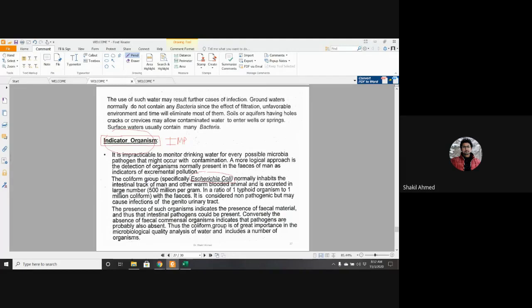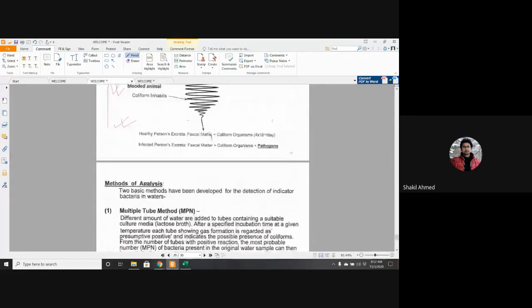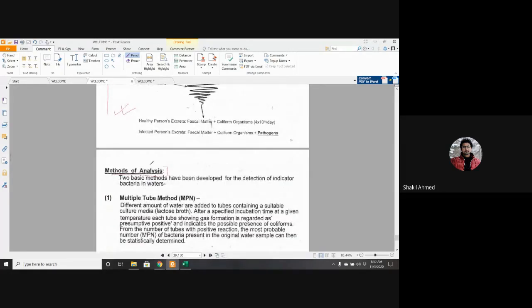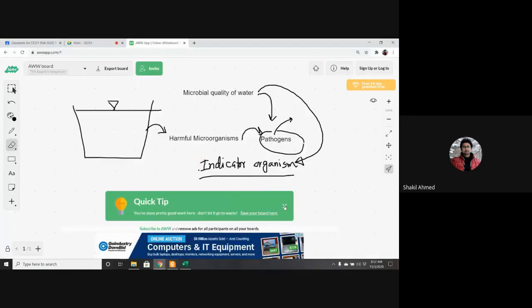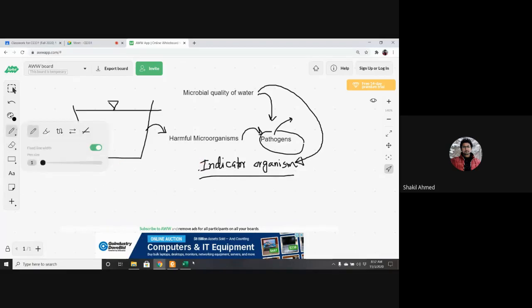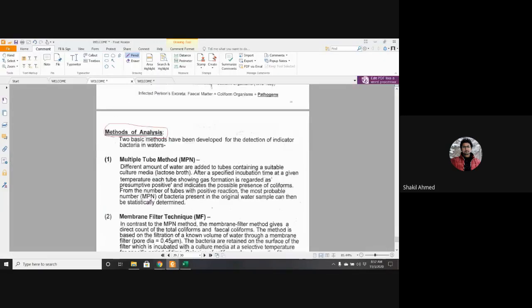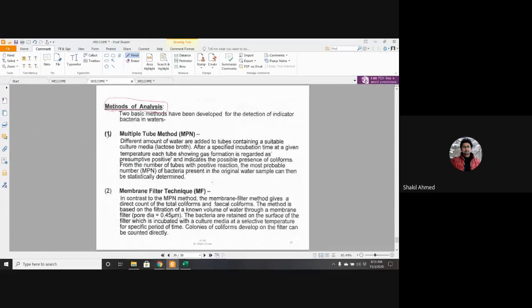Now, how do we measure it? Method of analysis. How do we test this indicator organism in the lab? That's the question. There are mainly two methods. One is the multiple tube method, another one is the membrane filter technique. The multiple tube method is kind of not used nowadays. We use the membrane filter technique.